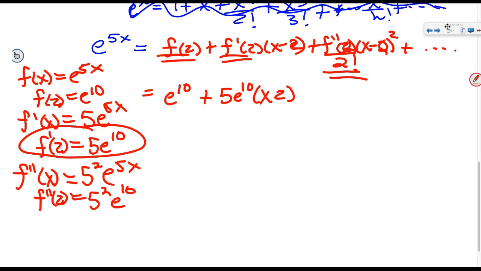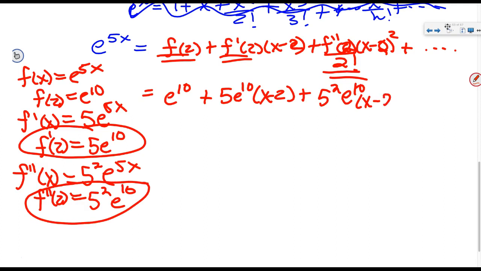We're good though. Then I'd have plus, and there was no sign change, so I'll have no alternator in my nth term. It was 5 squared e to the 10th as my second derivative, and I have it times x minus my center. It looks complicated, but if you truly understand what you're doing, it's not bad. Am I done? Did I make a mistake? Oh, squared. Where's squared? Oh, squared. Thank you. Am I done?